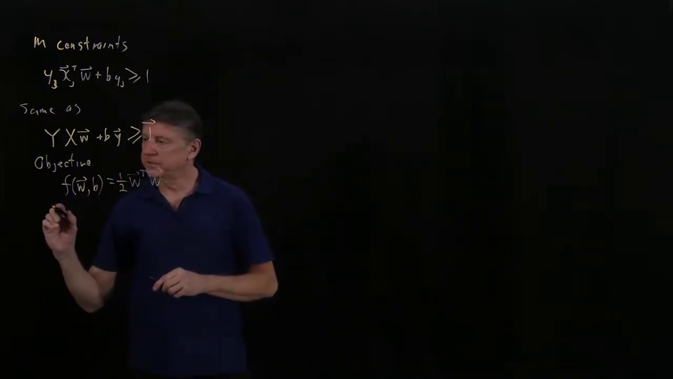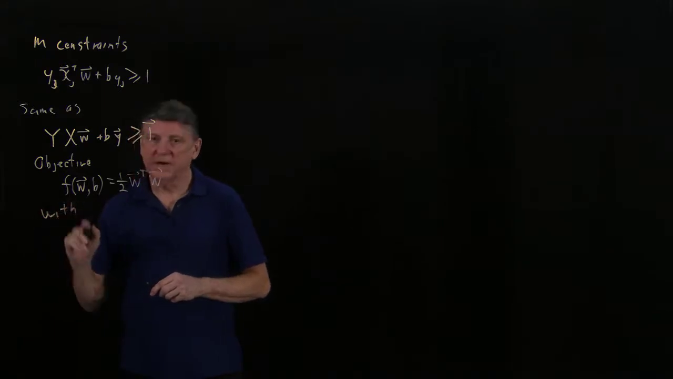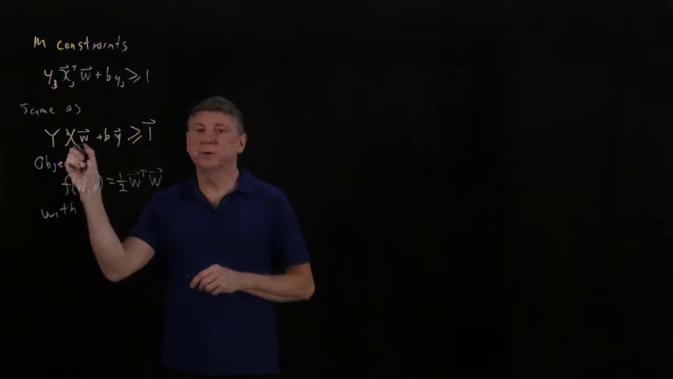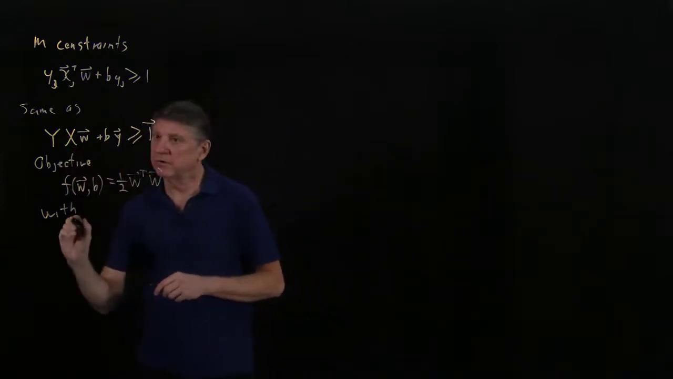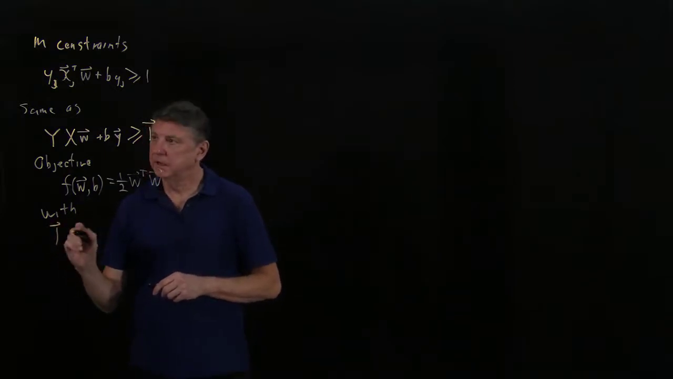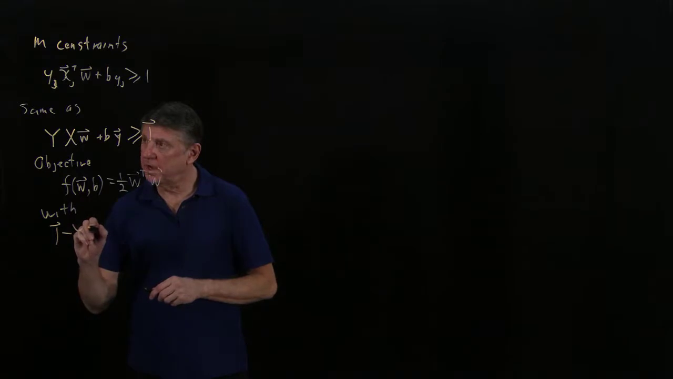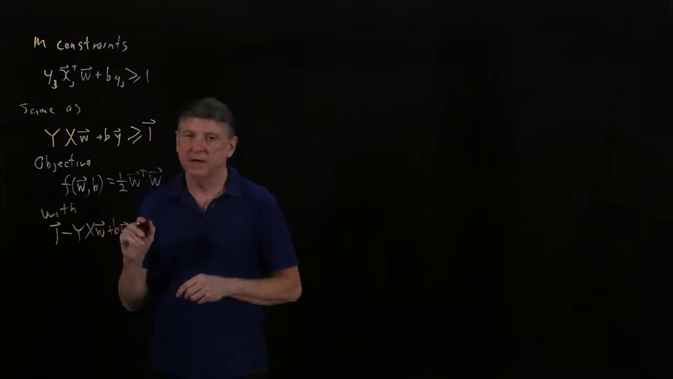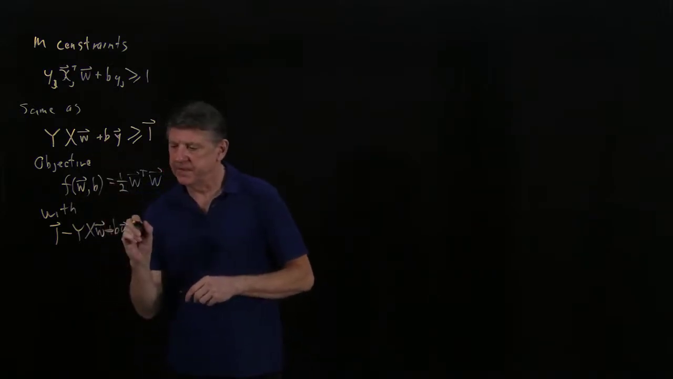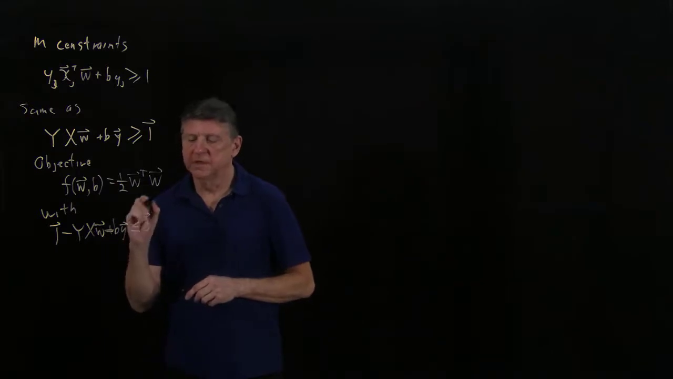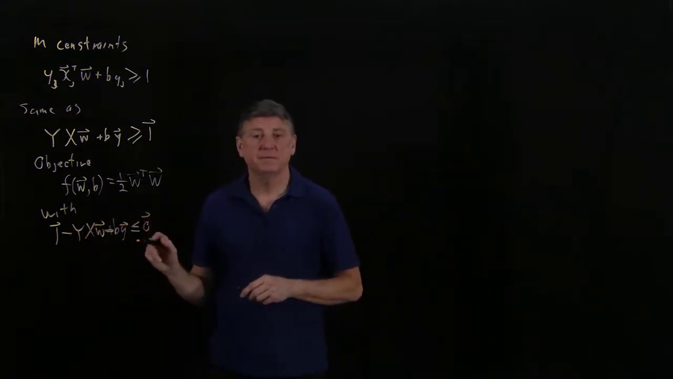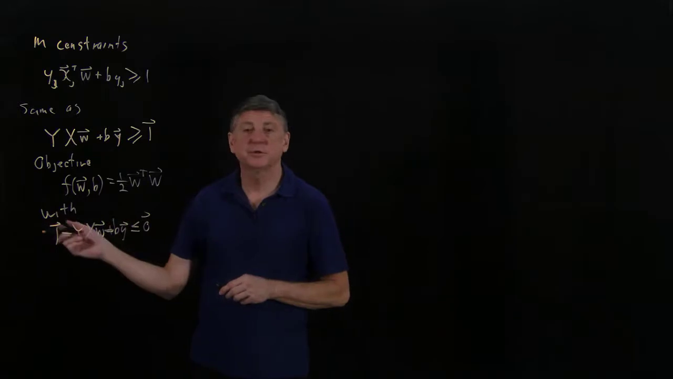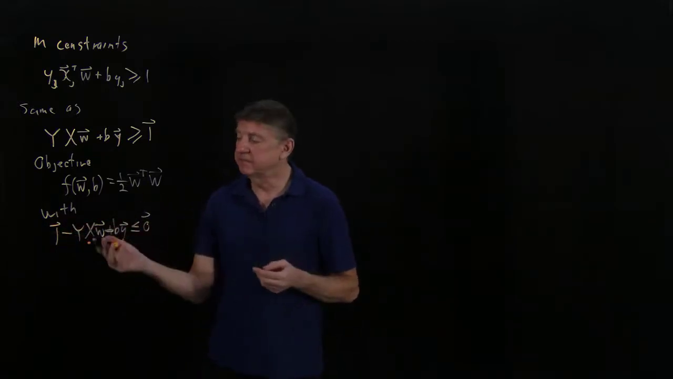So the standard form of constraints is that we want it to be less than or equal to 0, so we have to bring these over to this side, and I'll write that as 1 minus yxw plus b times y, minus b times y, has to be less than or equal to the 0 vector. And now that is a function that has a vector argument and a scalar argument and returns a vector. So we can think of this as a vector valued function.